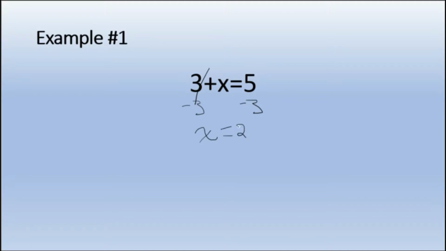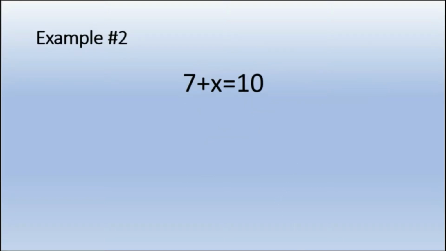Okay, so to check our work, we're going to plug this 2 back in for where x was and see if it gives us a true statement. So let's do that up here. 3 plus our x, which is 2, equals 5. And if you plug 3 plus 2 into any calculator, that's going to give you 5. So we know that we did our work correctly.